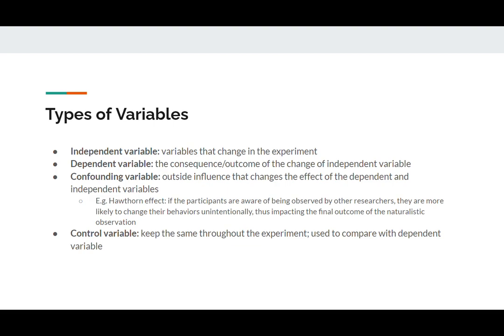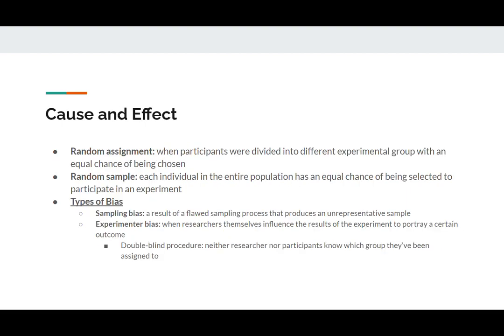So in order to reduce those things that might cause the outcome to differ from the actual outcome, we need to use the same sleeping atmosphere and same type of bed, etc. Okay, and here comes our next section, cause and effect. There are two things that you need to memorize in this section. The first one is random assignment, which states that participants are divided into different experimental groups with an equal chance of being chosen. So everyone has a chance to be in either the control group or the experiment group.